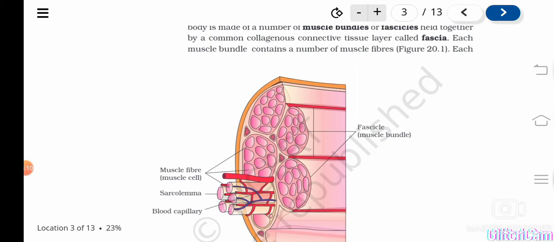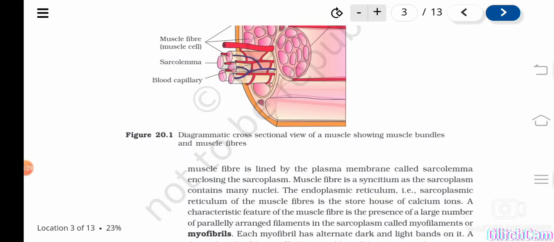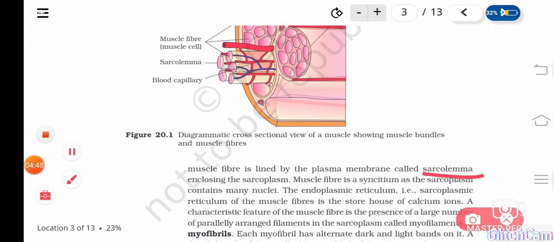In each muscle bundle or fascicle, you can see a number of muscle fibers. A muscle fiber is actually a cell; the muscular cell is known as a muscle fiber, and as they are elongated cells, we call them muscle fibers. Each muscle fiber is an animal cell, so it has a plasma membrane, a cytoplasm, etc. The plasma membrane of the muscle fiber is known as sarcolemma.